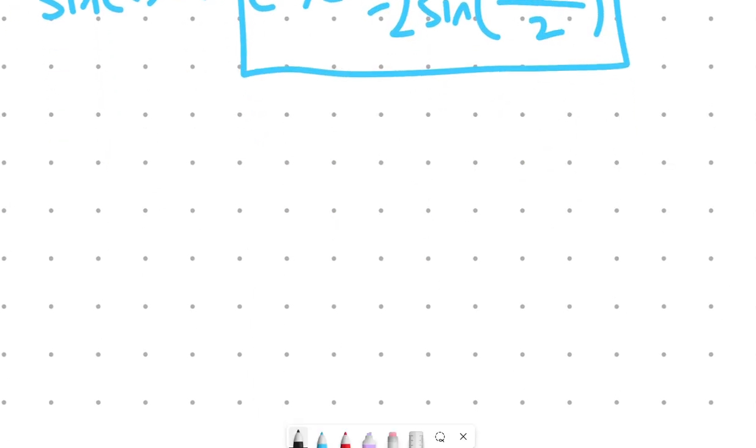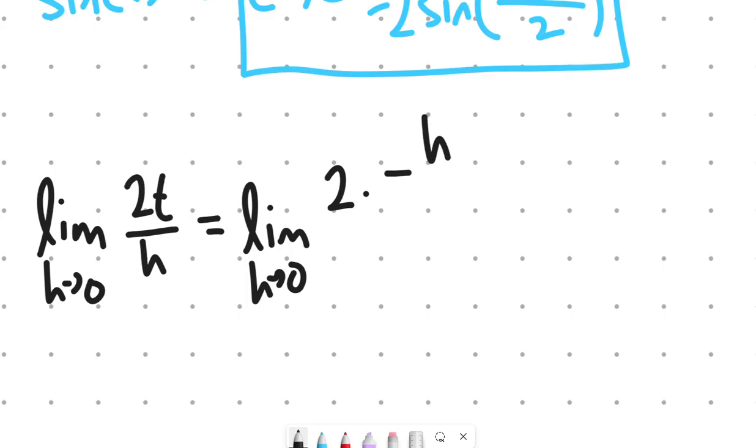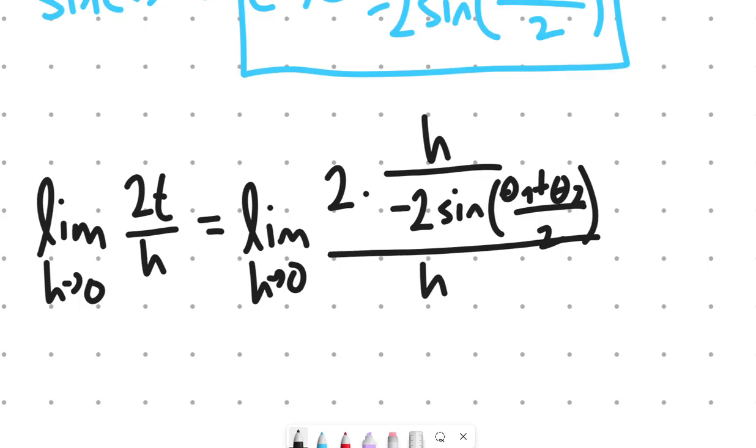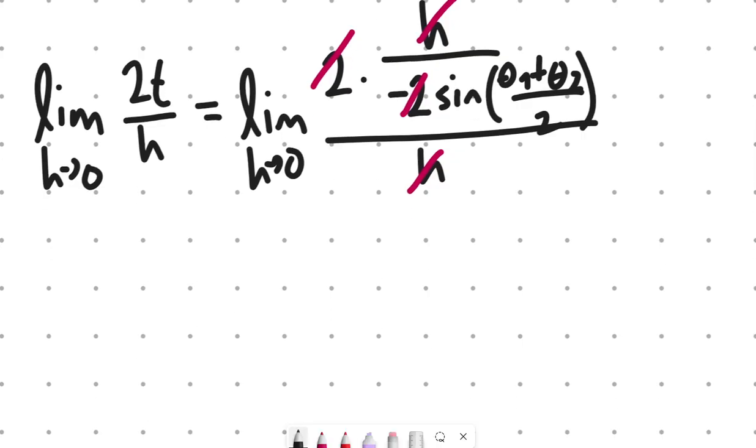So our limit is going to be the limit as h approaches 0 of 2t over h, which is just equal to the limit as h approaches 0 of 2 times h over minus 2 sine of (theta 1 plus theta 2) over 2, all over h. Now let's see what will cancel out. The 2 and the 2 will cancel out, and the h and the h will cancel out. So it's very nice, since the limit is now independent of h.